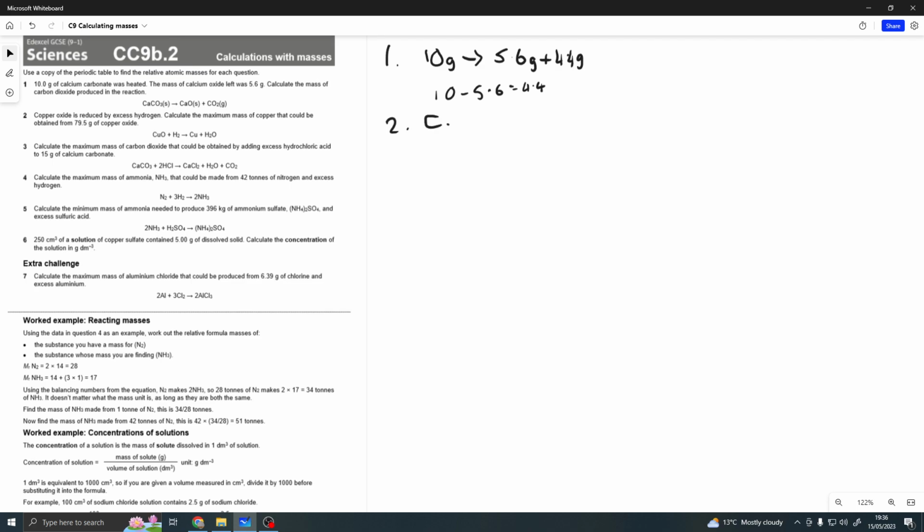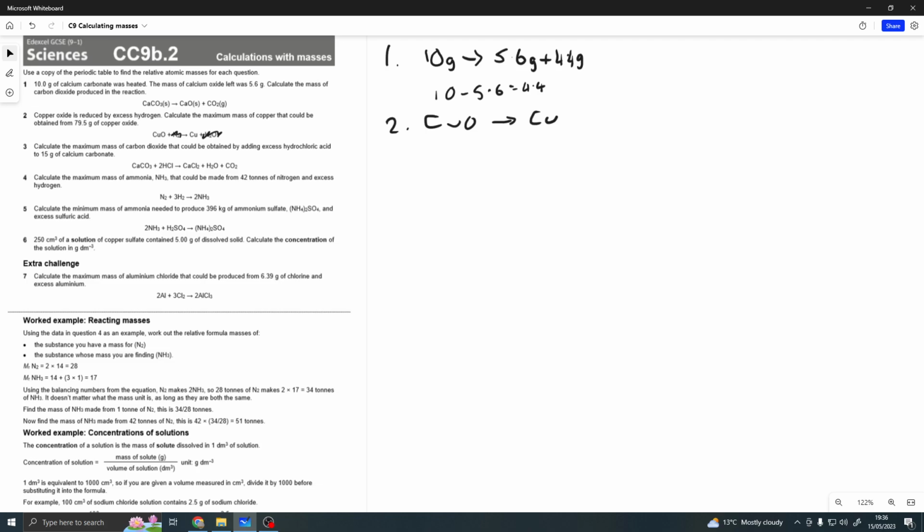So we have copper oxide becoming copper. Now it's only asked us about these two. You don't need to worry about the other things in the equation, the H and the water. You can ignore those because it's given us the mass of copper oxide and it's asking us about copper. Now, the first thing we need to do is work out the MR of these two things.